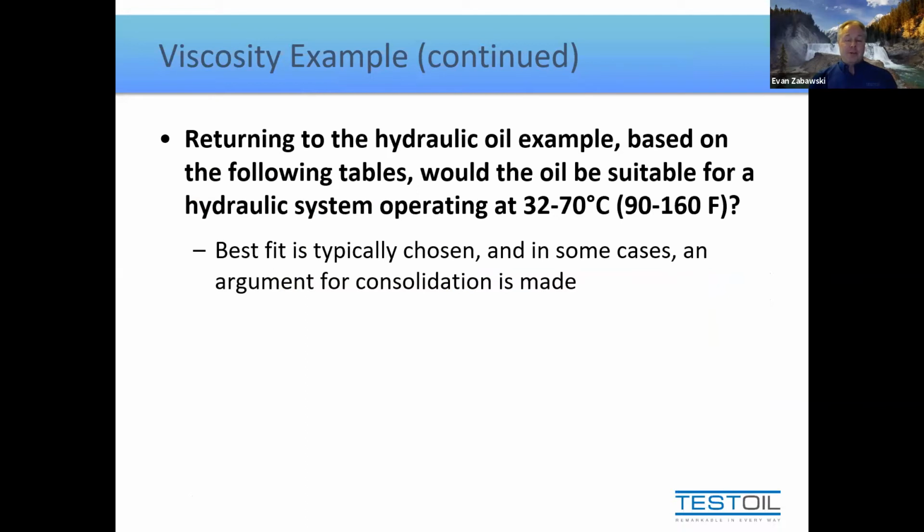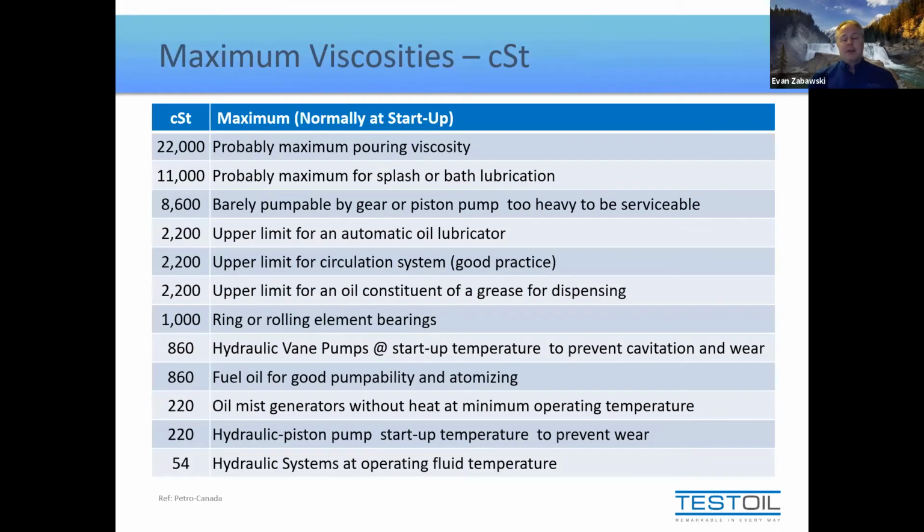So the way to answer that question is to return to our piece of special paper that we drew the line on, but we're going to add a few more lines to it. And those additional lines are going to come from some lookup tables. These are typically found in many oil companies' product data guides. I flip to the back and you'll see these tables commonly reproduced. But basically this first one is maximum viscosity at startup.